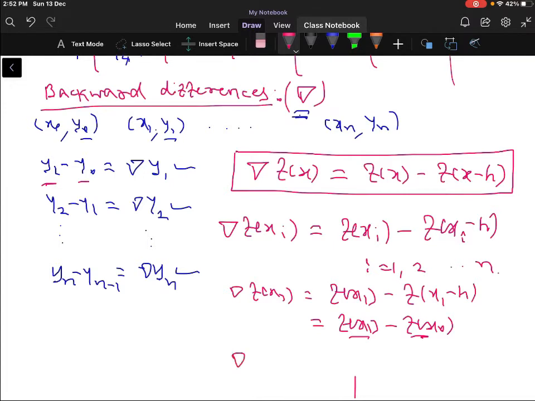Similarly, one can define nabla of f of x2 when i is equal to 2. So that is f of x2 minus f of x2 minus h, that is f of x1. Like this we can define. We can also define the higher order backward differences. Let us discuss them in the backward difference table.